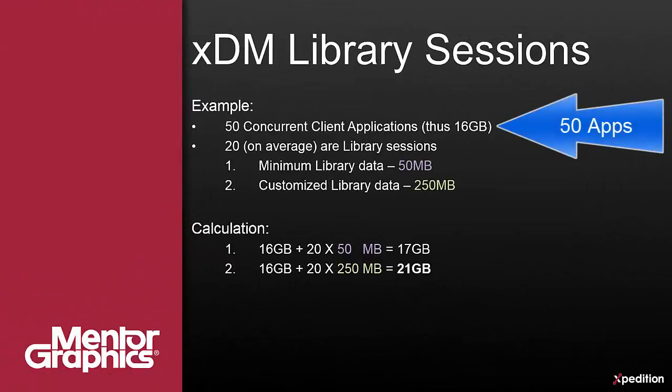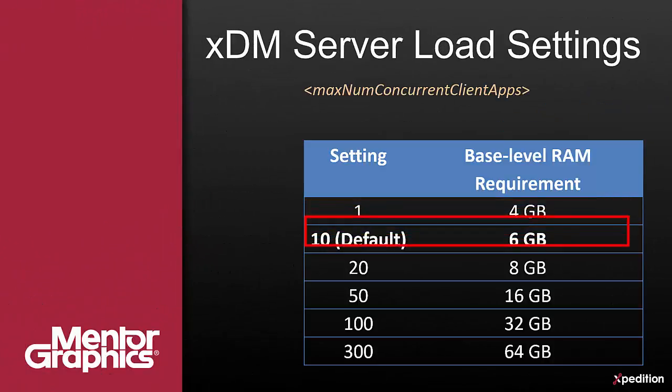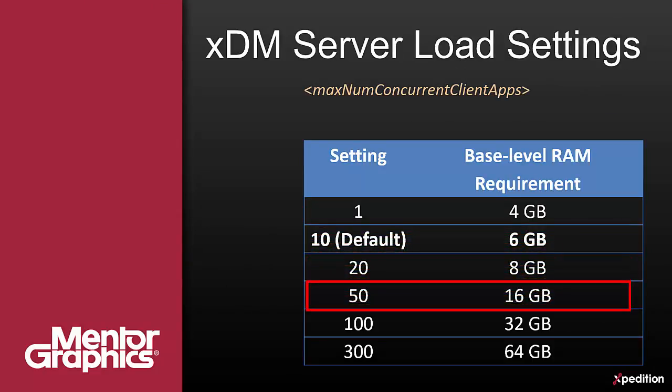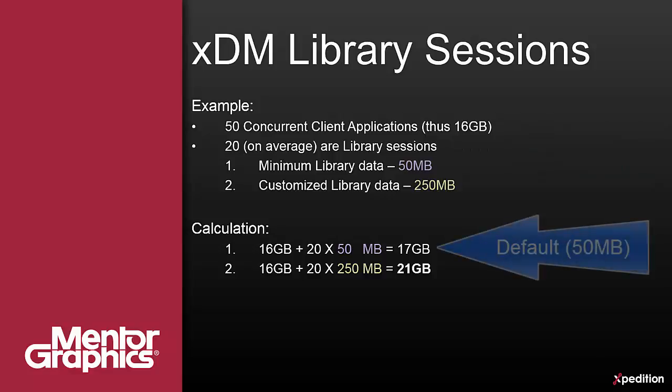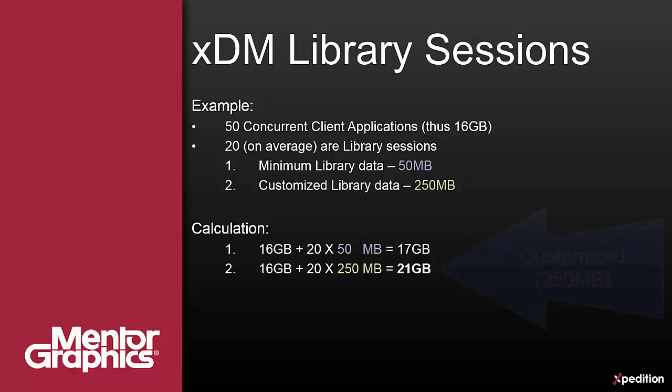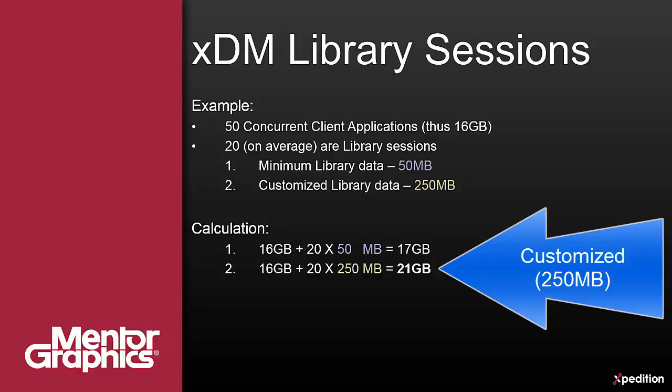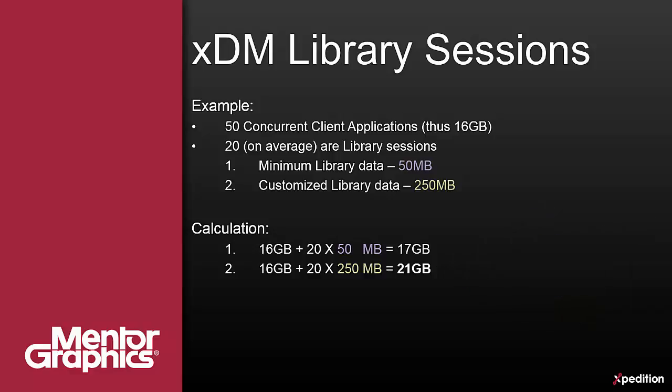Here is an example. Out of 50 concurrent client applications, which requires 16 GB according to the table that we just saw, on average, 20 are concurrent library sessions. In the default use case of 50 MB per session, we will end up with 17 GB required. However, for a customer that has a 250 MB library data model, it will sum up to 21 GB.